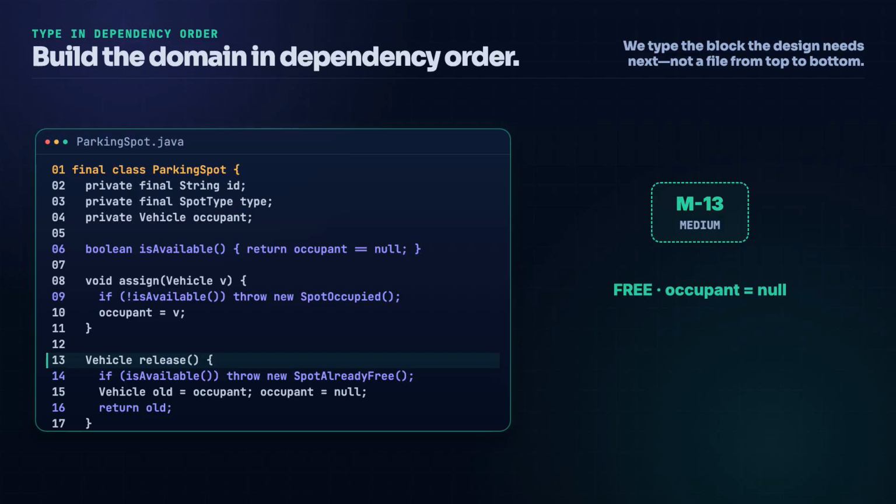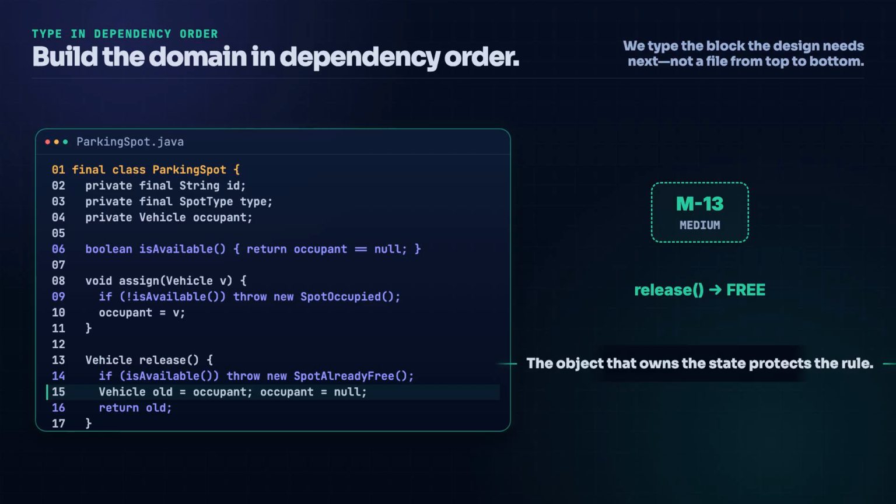Watch the consequence. One assignment succeeds. A second assignment is blocked by the spot itself. Then release returns the spot to the free state. This is a useful low-level design rule. Put the invariant beside the state it protects.